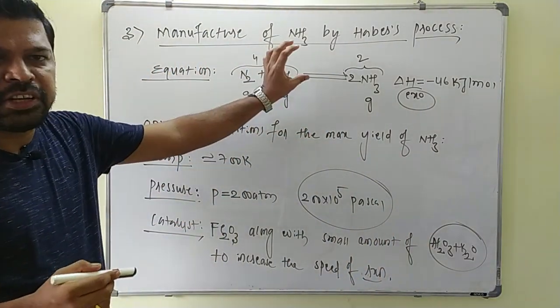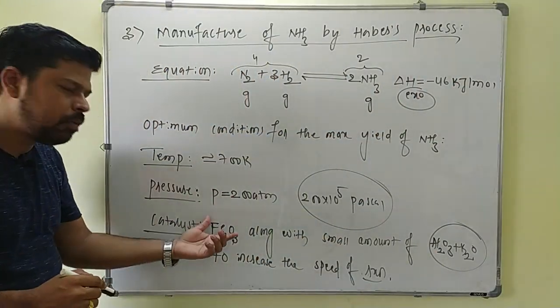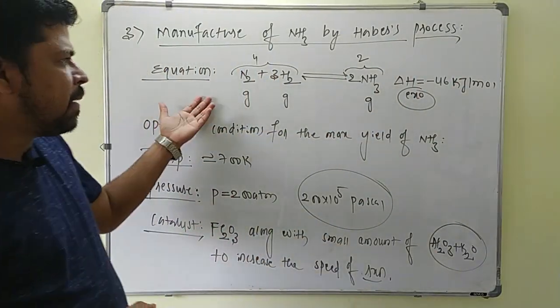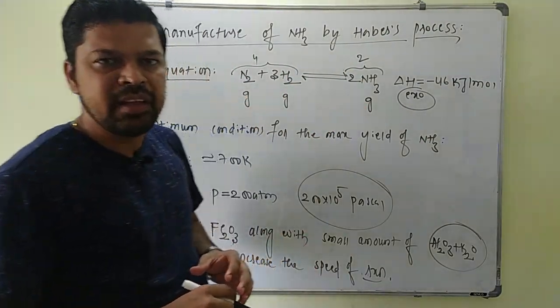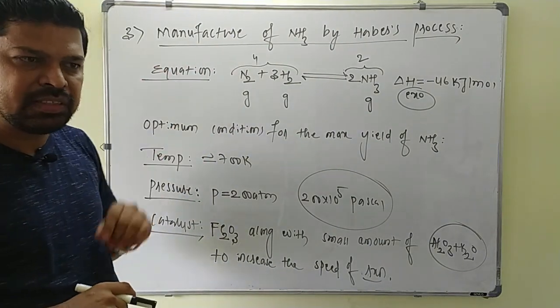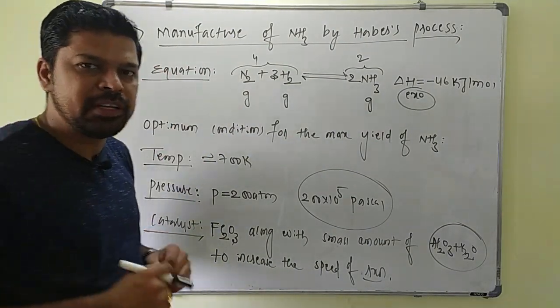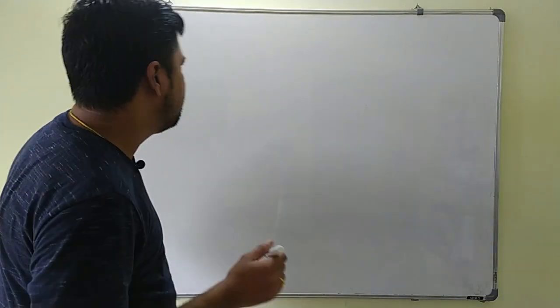First you have to write the equation involved, you have to write the delta H value, then you have to write the optimum condition to get the maximum yield of the ammonia. This is what the preparation of ammonia, that is on large scale preparation of the ammonia by the Haber's process. Next we will go for properties of the ammonia. Now we will discuss the properties of ammonia.